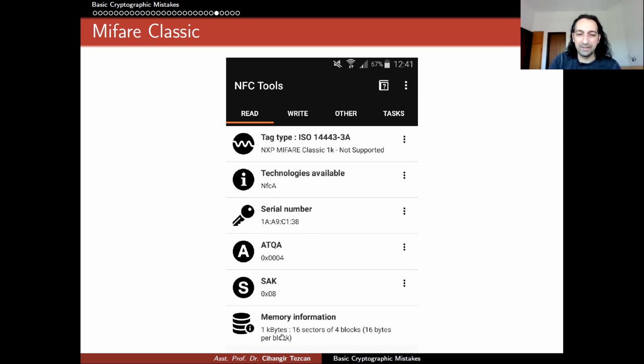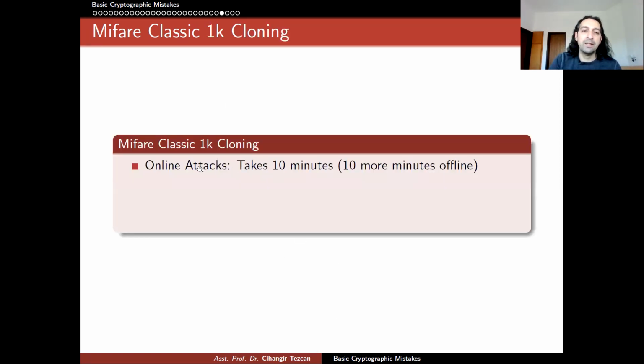So this card actually has 16 secret keys, and there are many attacks that can break it. An online attack takes 10 minutes. So if you steal or borrow a card from somebody, you work on it for 10 minutes, give it back, and then perform some more calculations for 10 minutes, and this way you can clone the card. In an offline attack, as you are passing somebody, if you have an antenna, you can gather information from the card in a second, go home, and our GPU implementations can clone the card in a few hours.